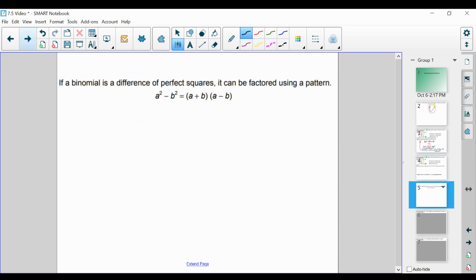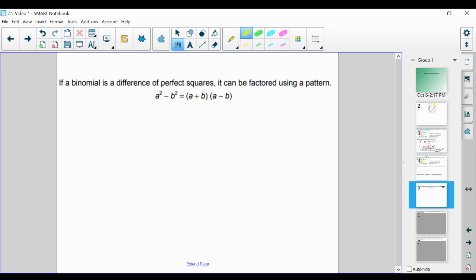So the second type of perfect product that we were working with, or special products, I should say, to me, they're perfect, but that's okay. It's the difference of squares, where we had a plus b times a minus b, and we were able to write that as a squared minus b squared. Well, now again, we're working backwards here. So if a binomial is a difference of perfect squares, it can be factored using the pattern.